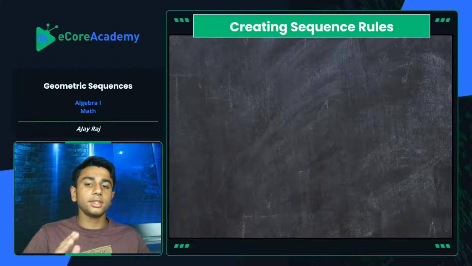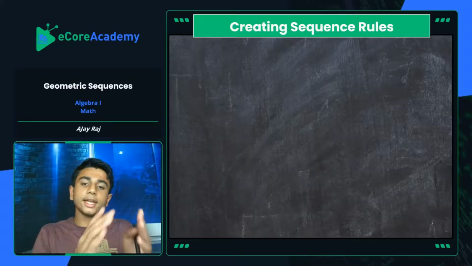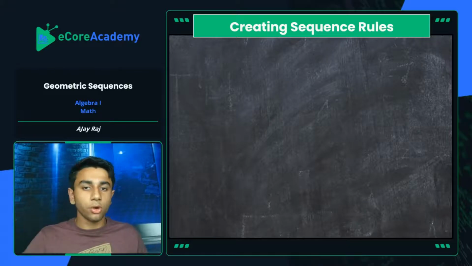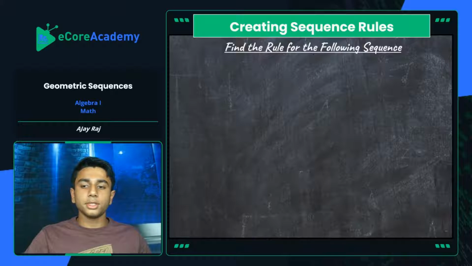Alright, so now let's look at creating sequence rules. We're going to learn how to identify what our common ratio is and how to make a formula that identifies an entire sequence, just like you would for a graph identifying a linear or exponential equation. So let's find the rule for the following sequence.